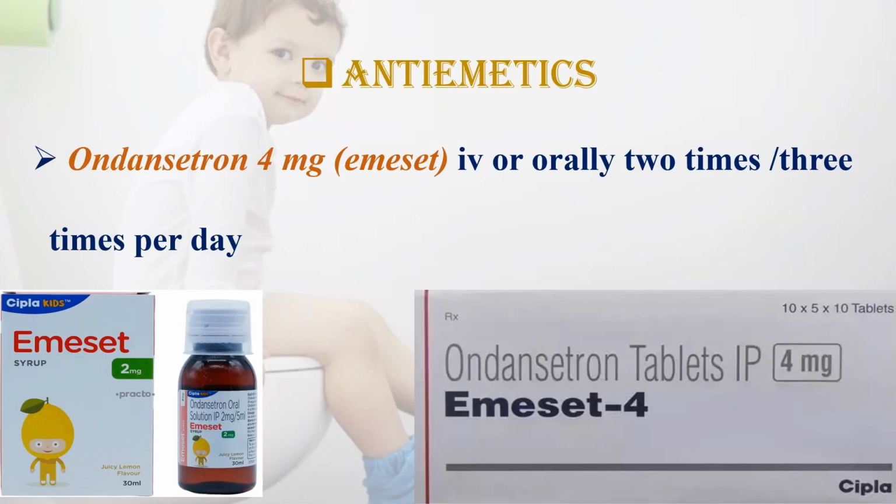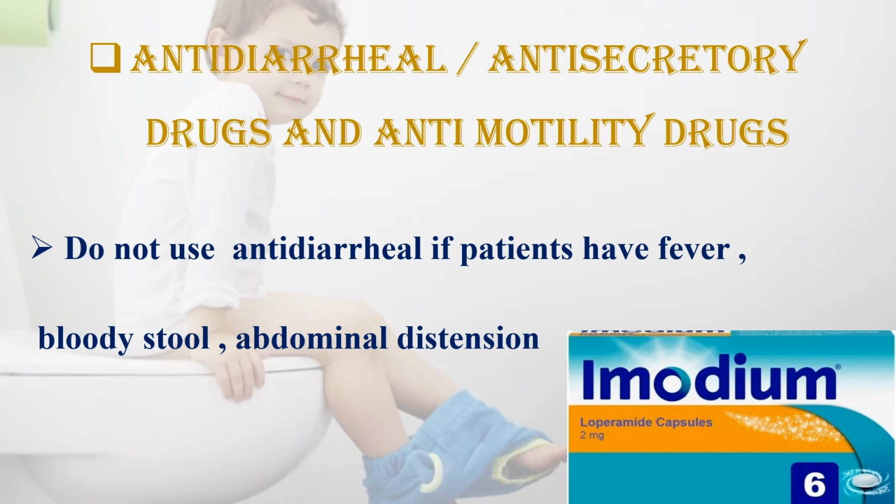Antiemetics. If the patient is vomiting, use ondansetron 4 mg, IV or orally, 2 or 3 times per day. Next one, antidiarrheal or antisecretory drugs and antimotility drugs. Do not use antidiarrheals if the patient has fever, bloody stool, or abdominal distension.